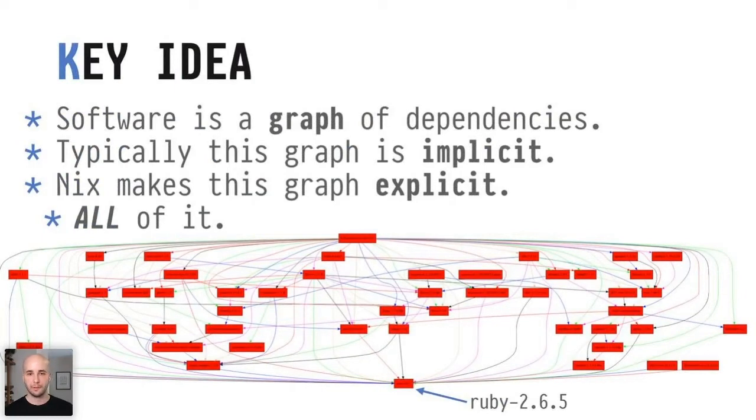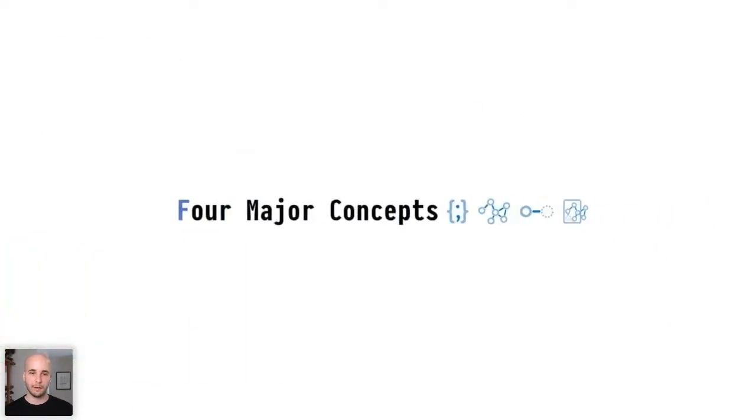So software is a graph of dependencies. That graph is totally implicit. Nix forces you to make it explicit. All of it. So looking at this at the bottom here, you've got Ruby, and then all of the things that have to be in your system in order for that to run. That's all true whether or not you're using Nix. It's just that Nix actually accounts for that graph structure.